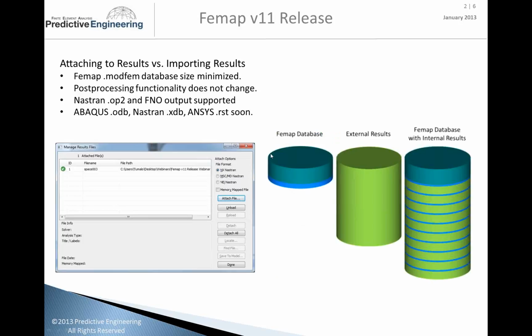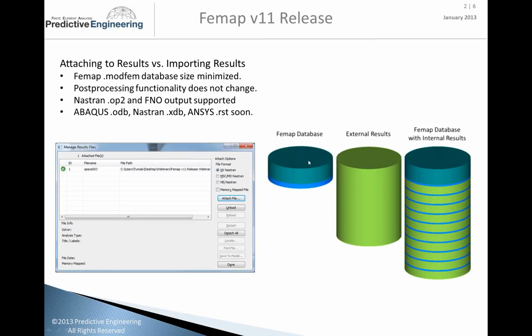Let's get started with attaching results. This window you see here is the results attach management, and currently Femap is supporting Nastran output, OP2 or FNO for NEI Nastran. And as new releases come out, they'll support more analysis types, Abaqus and ANSYS, etc. And this little graphic here kind of shows what's going on.